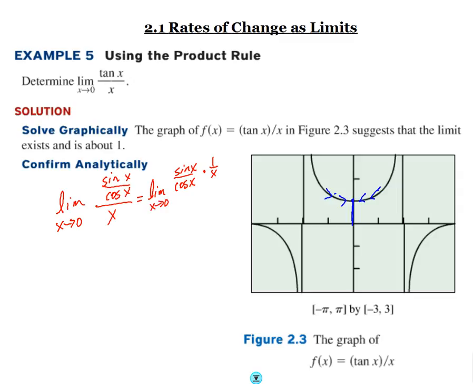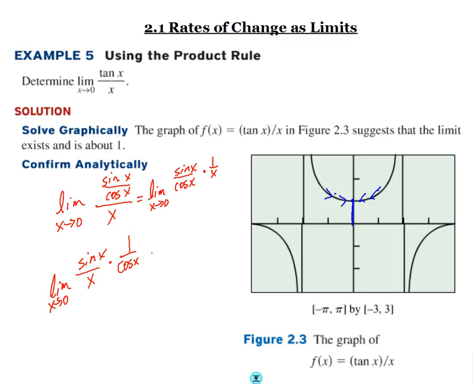And this is where I'm going to know what's happening in the future. I'm going to set this up a little bit differently. So I can then say that this is equal to the limit as x approaches 0, and I'm going to recombine these in a different way. I'm going to say sine x over x times 1 over cosine of x. All right, great. So what does that mean? What can I do now?